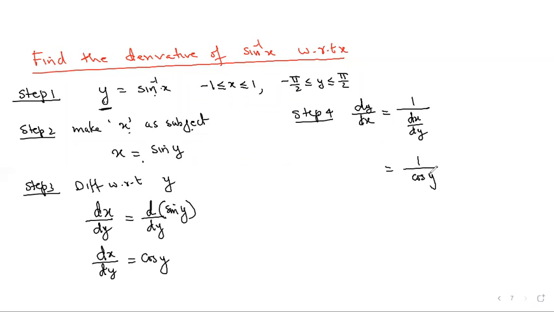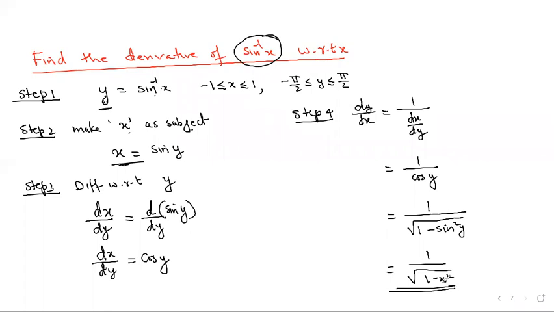Is it fine with everybody? Yes, sir. But I don't want the answer to contain y. My question is to find the derivative of sine inverse x. There's no y in it. So the way I'm going to change it, just look at it. I can write cos y as root of 1 minus sine square y. You agree? Yes, sir. Now sine y will be replaced by x. So what is the derivative of sine inverse x? 1 upon under root 1 minus x squared. Did you understand the formula?